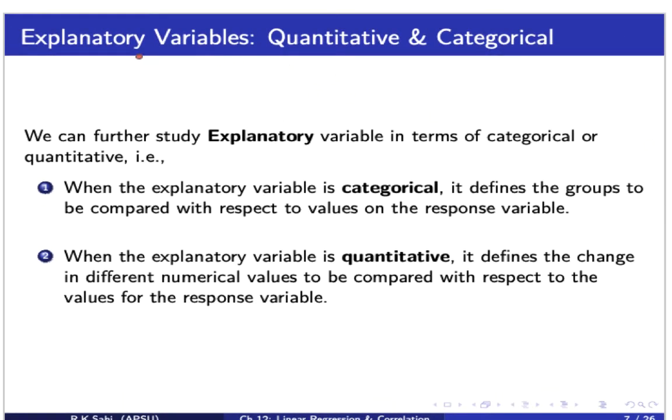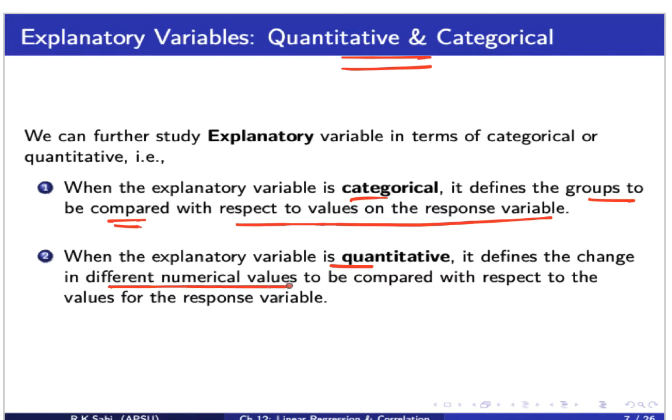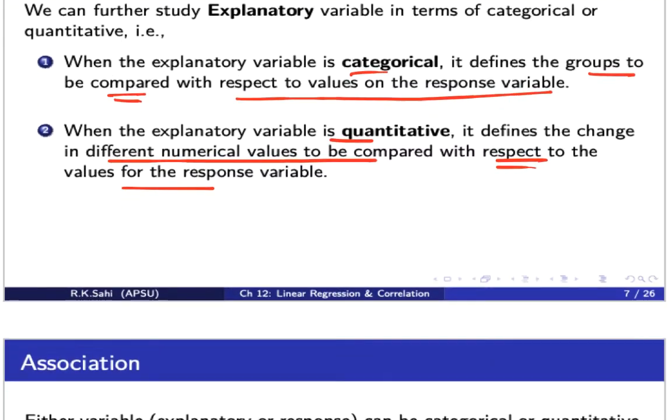The independent or the explanatory variable has two categories, the quantitative and the categorical. When the explanatory variable is categorical, it defines the groups to be compared with respect to the values on the response variable. And when the explanatory variable is quantitative, it defines the change in different numerical values to be compared with respect to the values of the response variable. Okay, now let's look at some examples here.